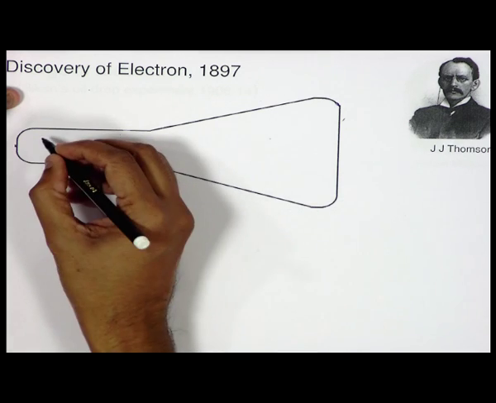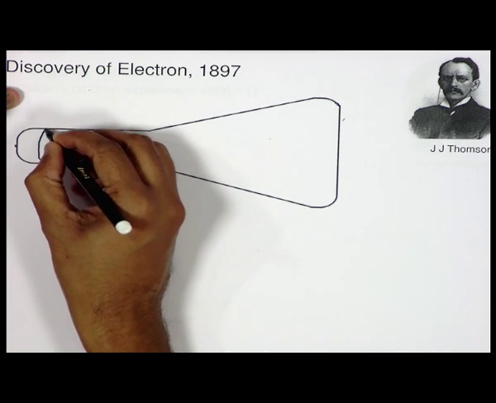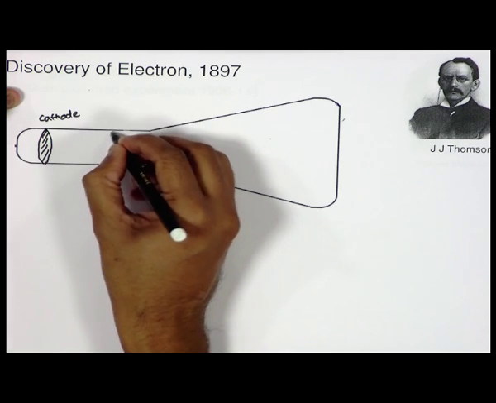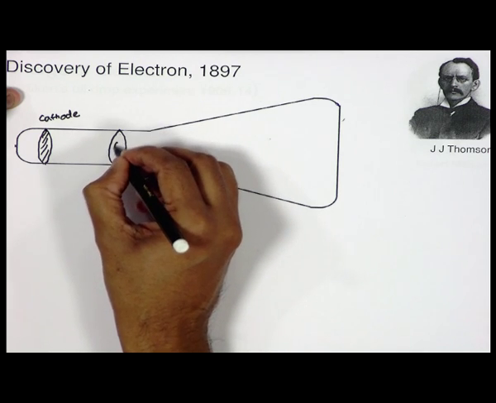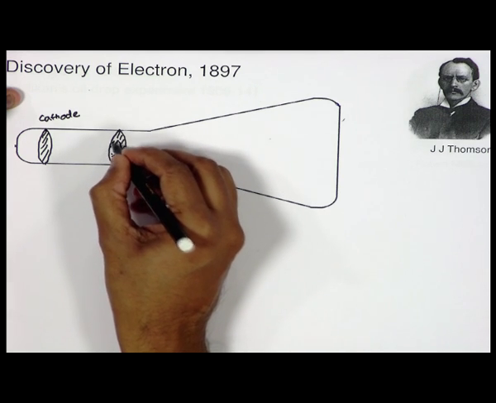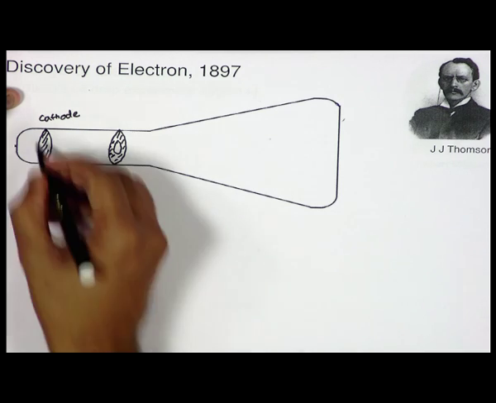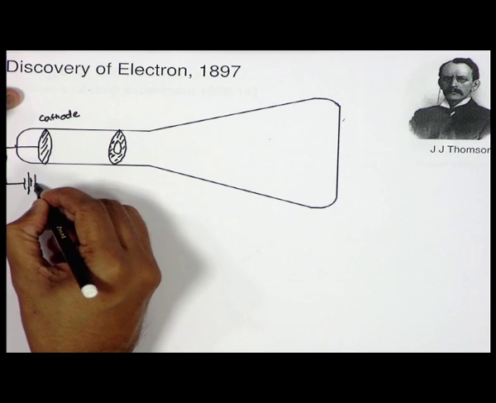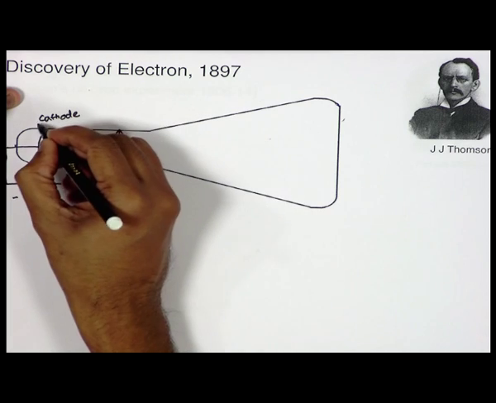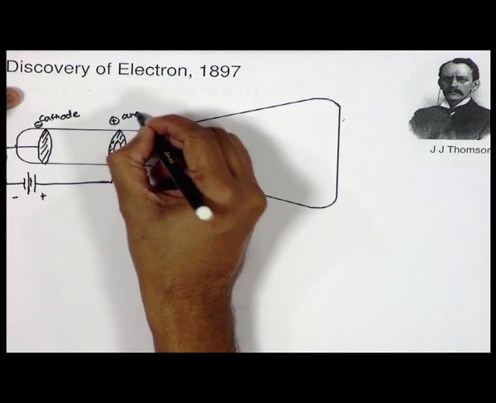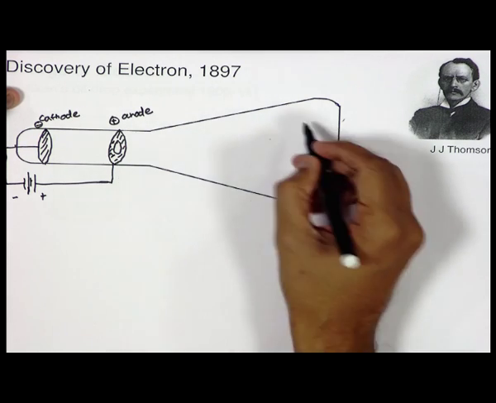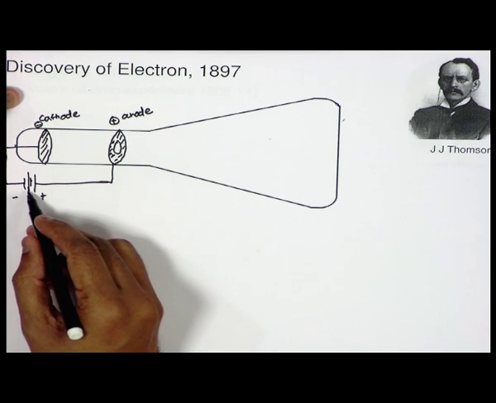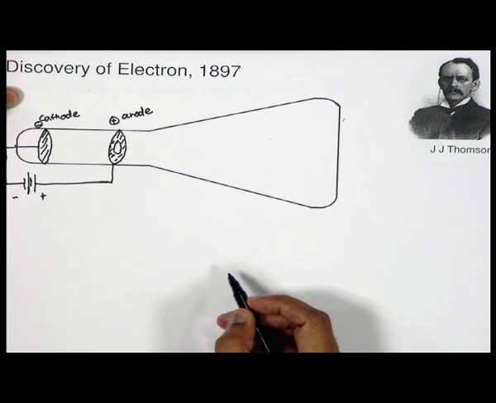Again, like a typical cathode ray discharge tube, we have one cathode terminal, a metal plate, and one anode here with a hole at the center, and the two terminals are connected to a very large potential difference. So, this is negative, this is positive, this is my anode terminal. First, this glass chamber was completely evacuated, and then a high voltage was applied across these two terminals at the cathode and anode plates.